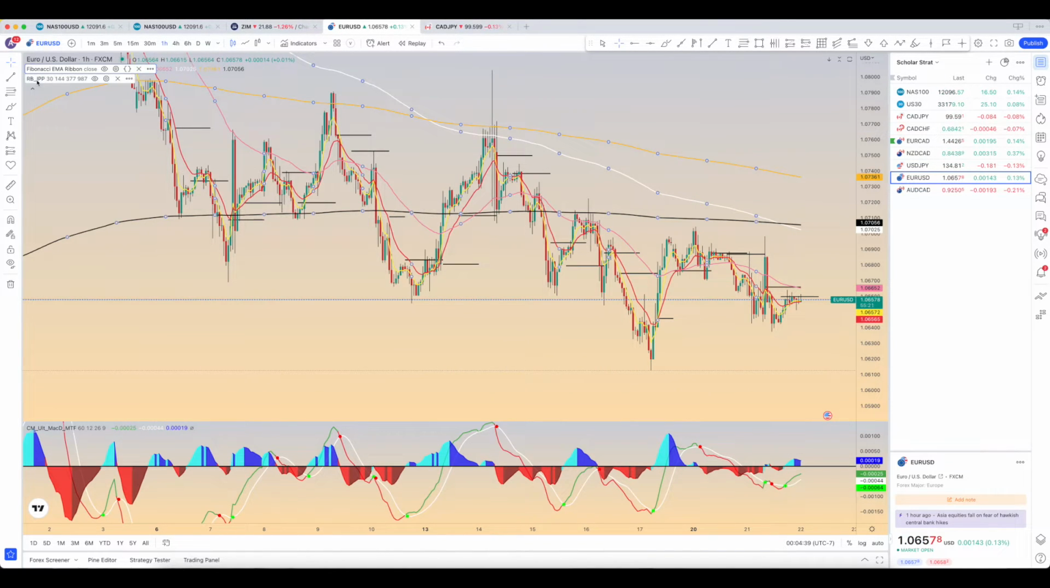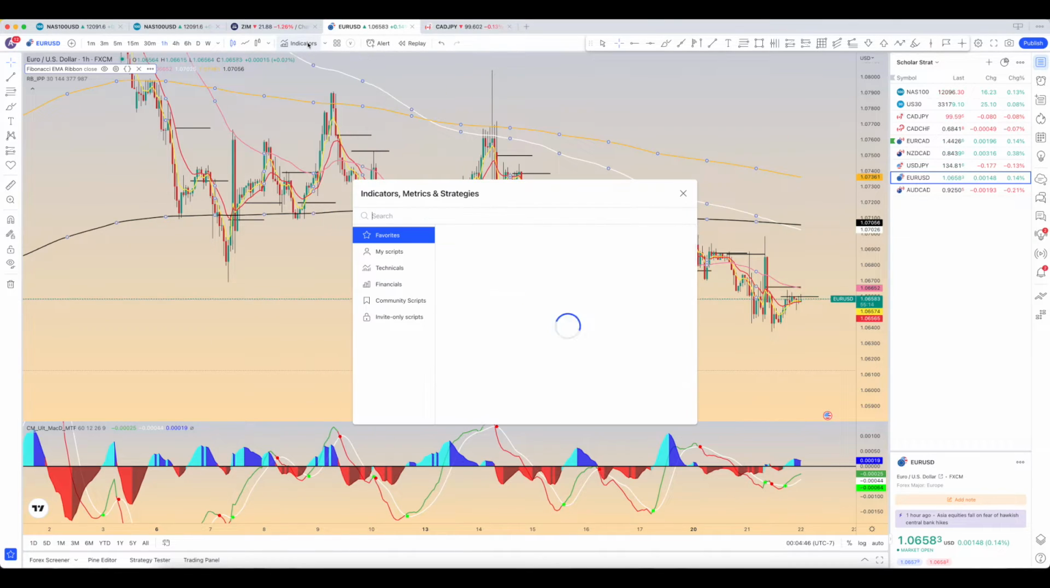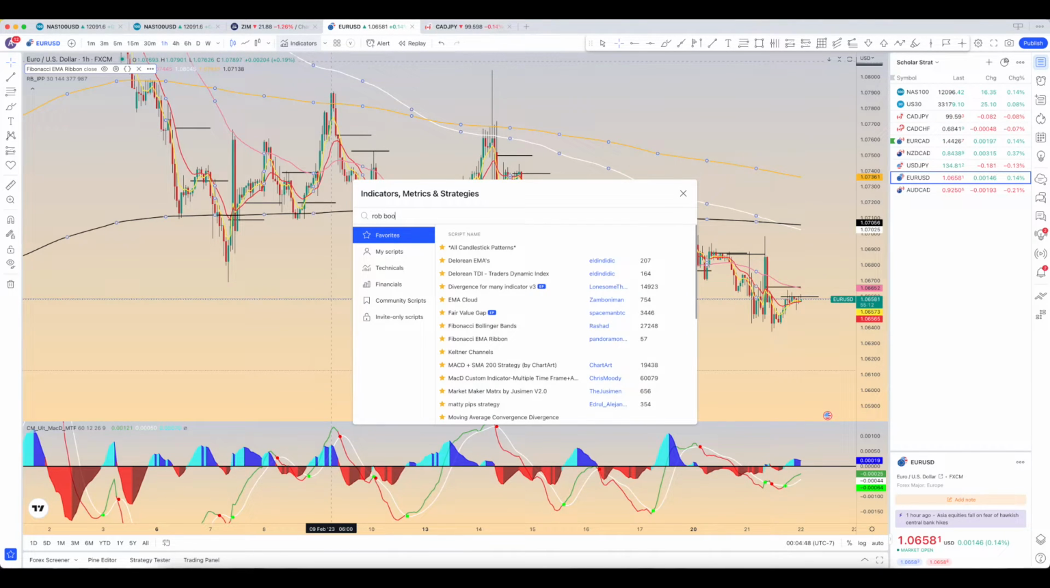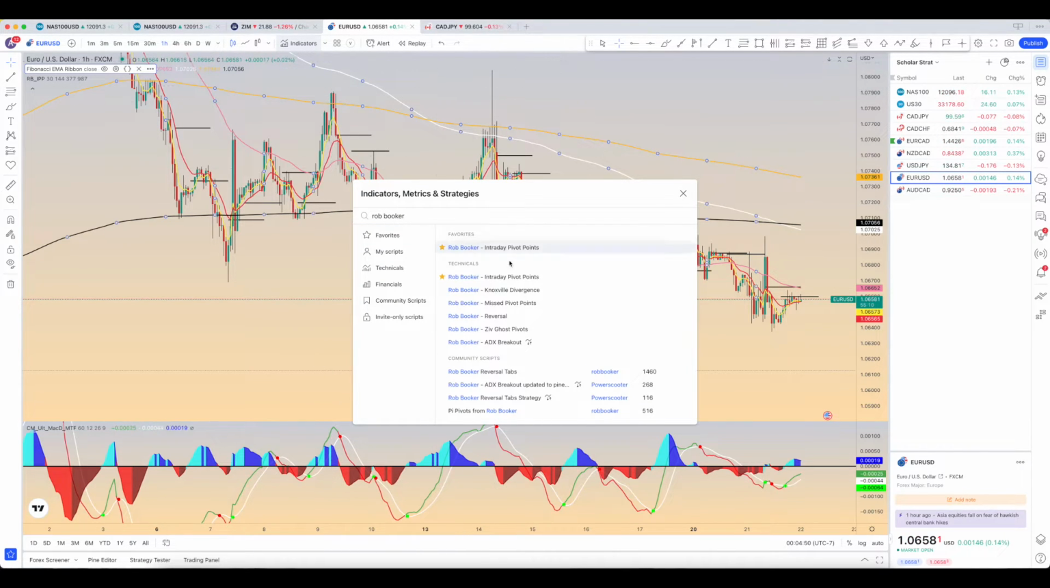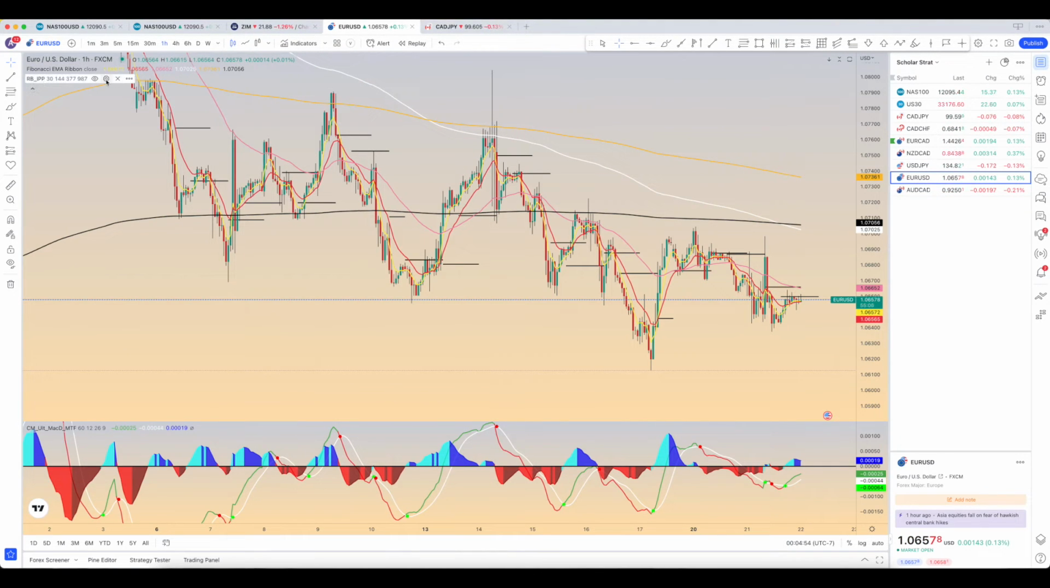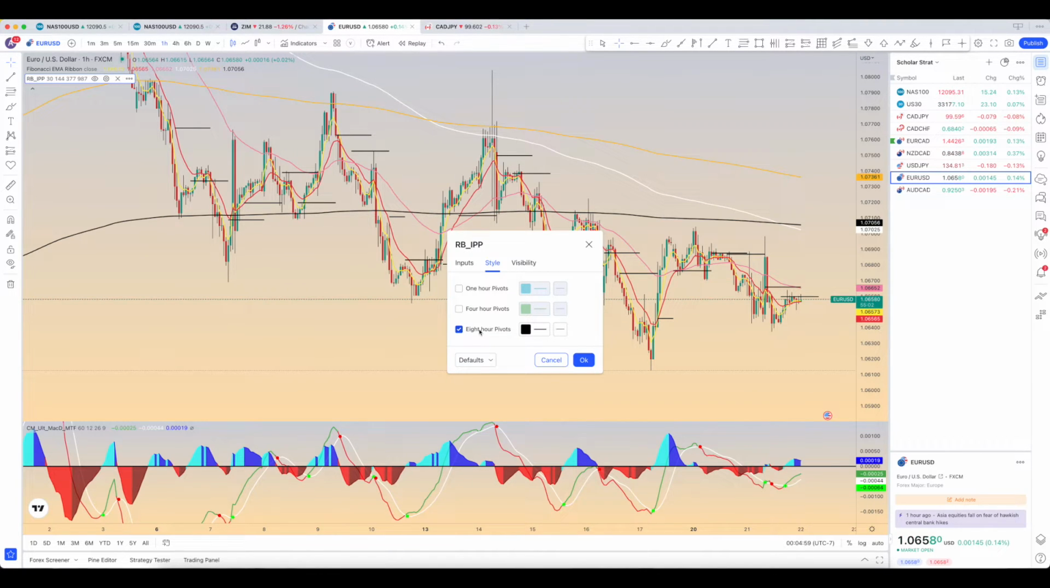Next one, RBIPP. This is the Rob Booker intraday pivot points. Okay, to find it, search the indicators, just put Rob Booker, and it's right there. I have it favorited already, and it's on. Okay, so what we want to do is go to settings, style. I only do the 8-hour pivots, that's all I need. And the input for that is going to be 987, period 3.